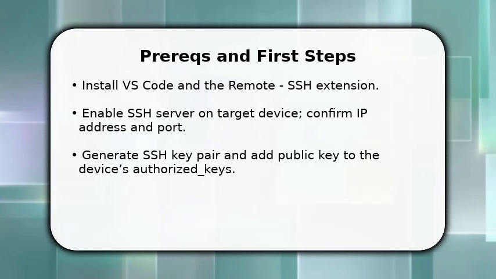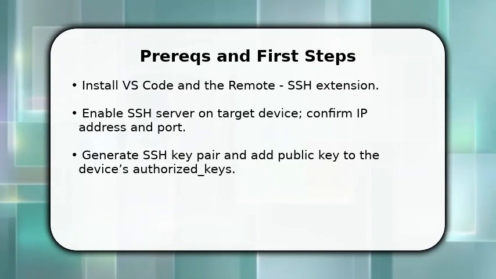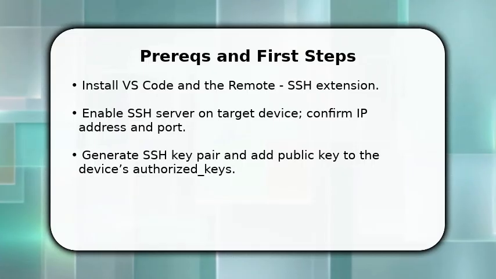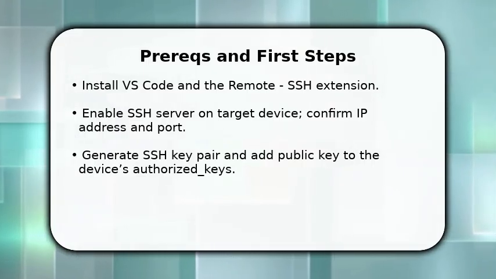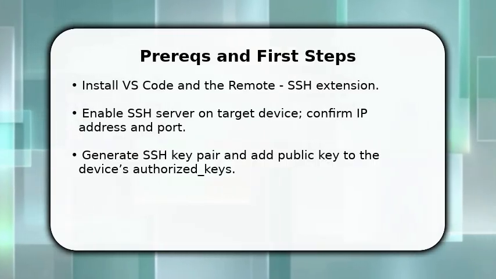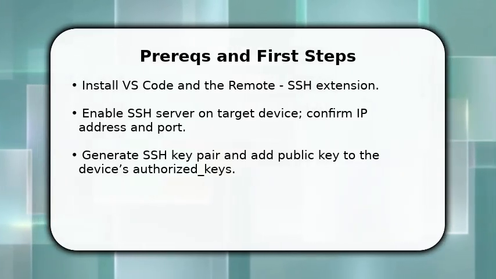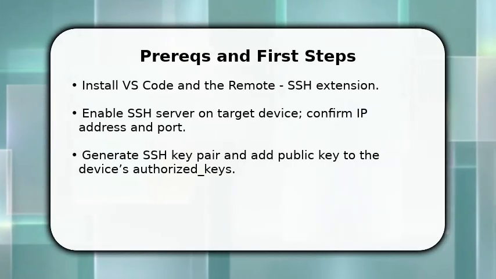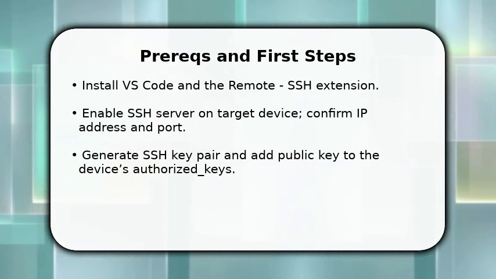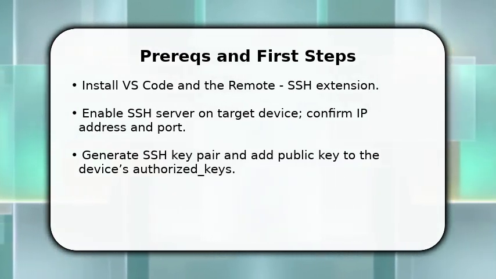You start by preparing both machines, your workstation and the target device. Make sure the Remote SSH extension is installed in VS Code and the device runs an SSH server on a reachable IP and port. Once done, generate an SSH key pair locally and copy the public key into the device's ~/.ssh/authorized_keys so authentication is passwordless. Also confirm firewall rules allow the chosen port. These steps let you connect securely and enable the next configuration phase without typing passwords repeatedly.